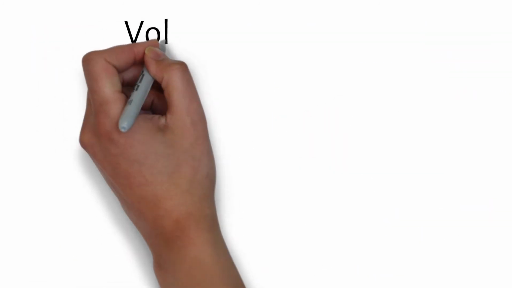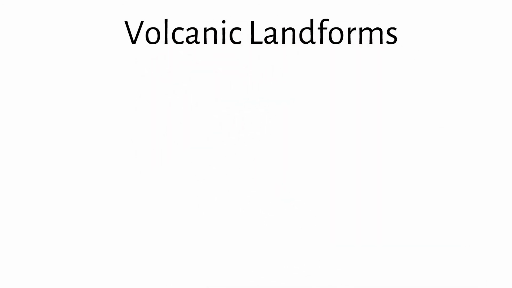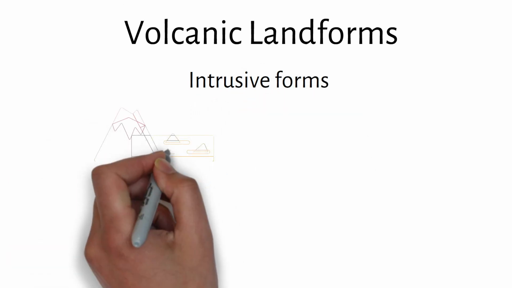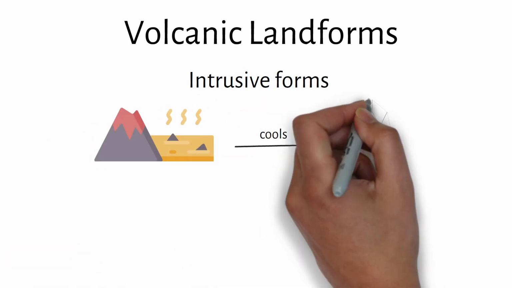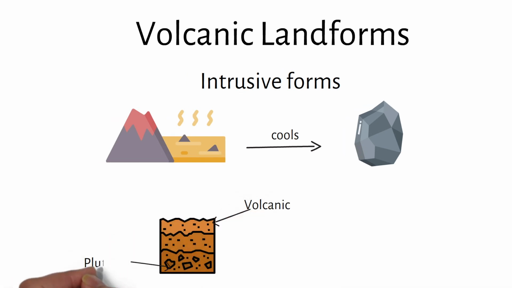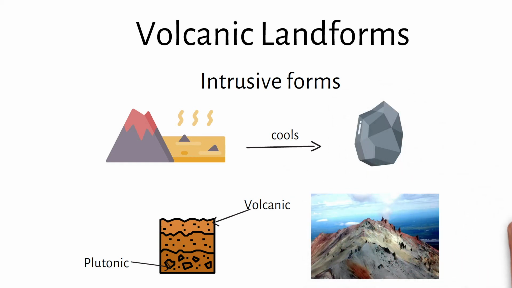Let's take a look at some of the volcanic landforms. Intrusive forms. Lava cools to become igneous rocks. And this lava, if it cools on the surface, it's called volcanic rocks, and if it cools in the crust, it's called plutonic rocks. When lava cools, it forms different forms called intrusive forms.